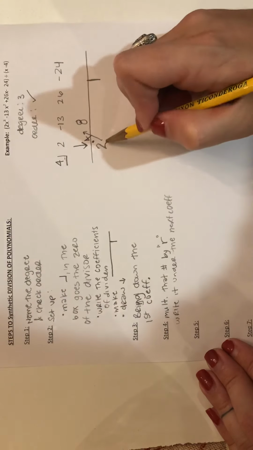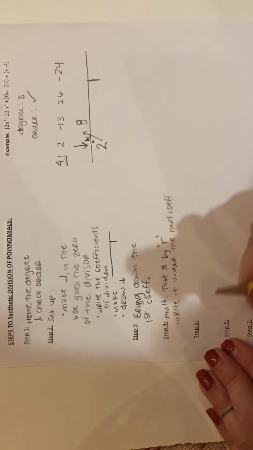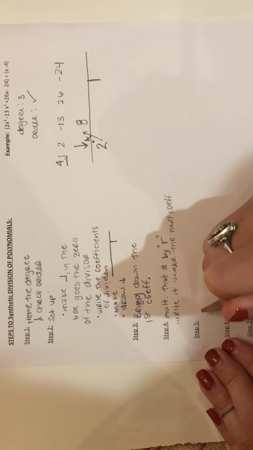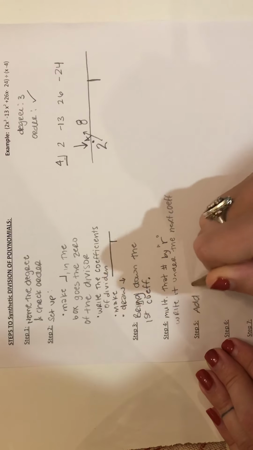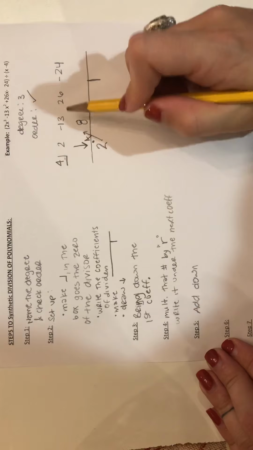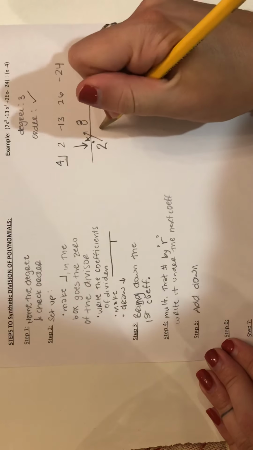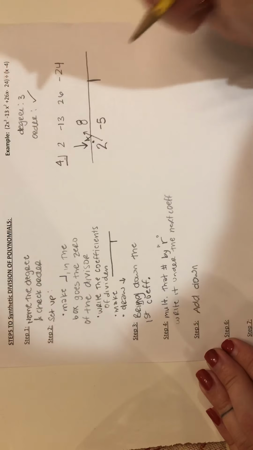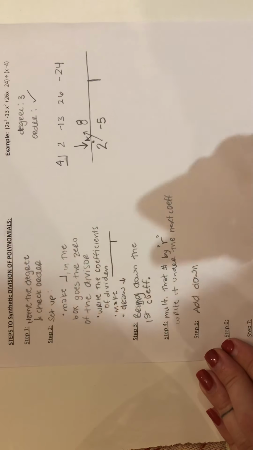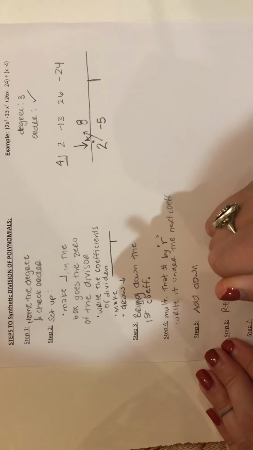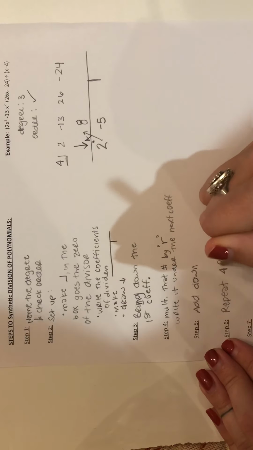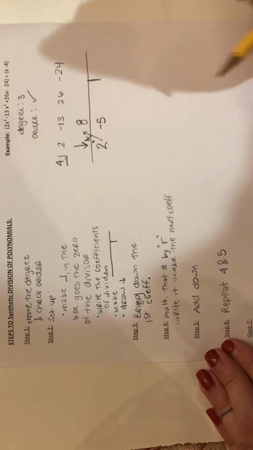So once we multiplied and wrote it down, step 5 is to add down. We have negative 13. We want to add 8 to that, and we get a negative 5. Step 6 is going to repeat 4 and 5 until we get to the end.